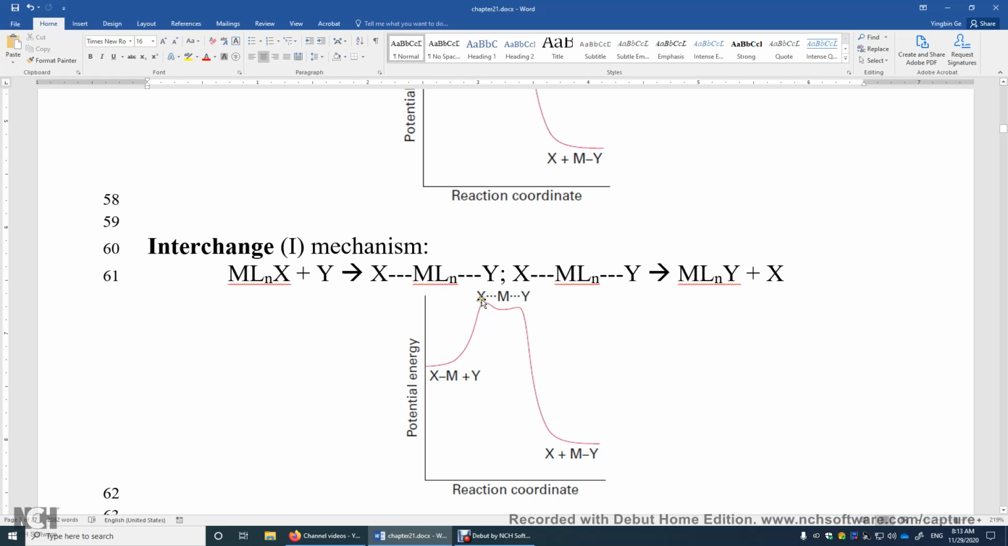And also there are two transition states: the transition state for the first step and the transition state for the second step. So again, three mechanisms: associative A, dissociative D, and interchange mechanism I.